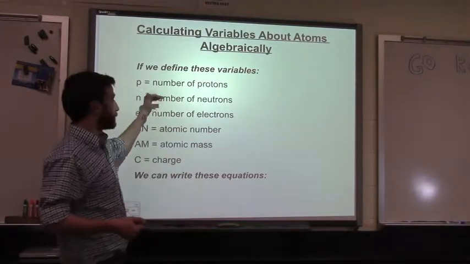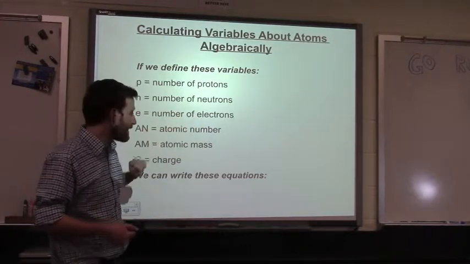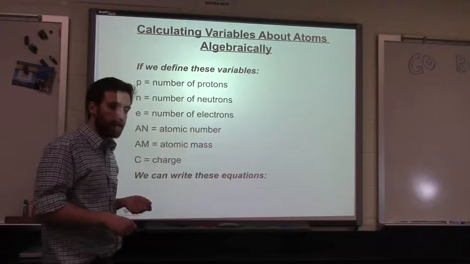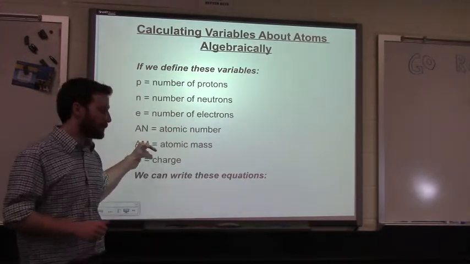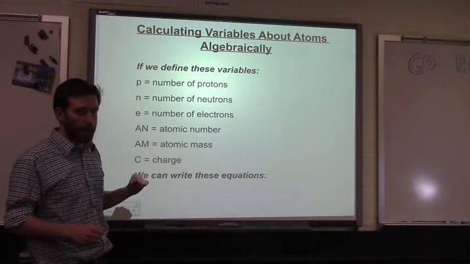Let's let N equal the number of neutrons in an atom, E equal the number of electrons in an atom, AN, capital AN, equal that atom's atomic number, capital AM equal the atom's atomic mass, and C equal the atom's charge.